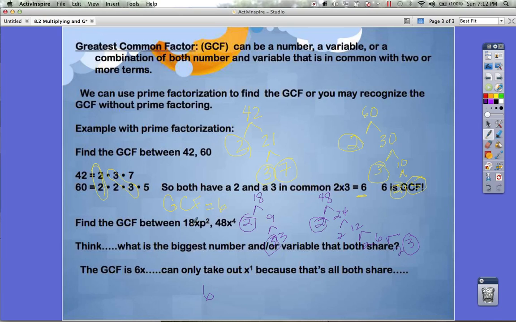So 2 times 3 is 6. All right, and then I'll look at my letters. I have, and if you need to spread them out, that's fine. One of them is an X, the other one is X to the 4th. I have one pair of X's in common. That's all I can take out. So the GCF between 18xy squared and 48x to the 4th is 6x. You can only take out x to the first power, because that's all that they both share. What will happen is if you see a letter in common, you'll take out the smallest degree. Okay, so the GCF between those two is 6x.